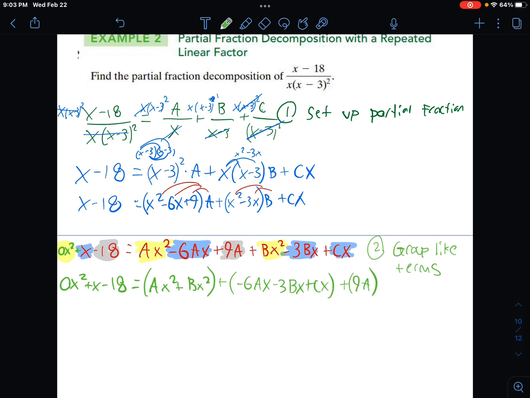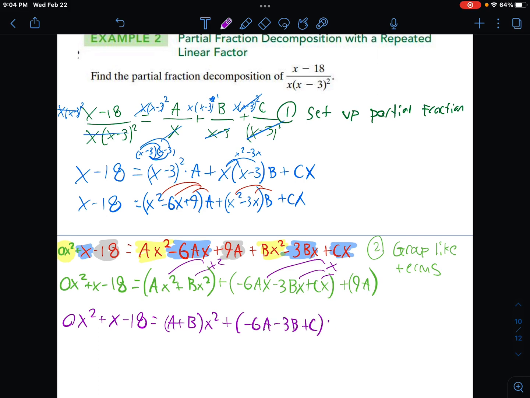Okay. We're going to go through and we're going to factor out our x squareds. We're going to factor out our x's. And we're going to have 0x squared plus x minus 18 equals a plus b times x squared plus negative 6a minus 3b plus c times x plus 9a.